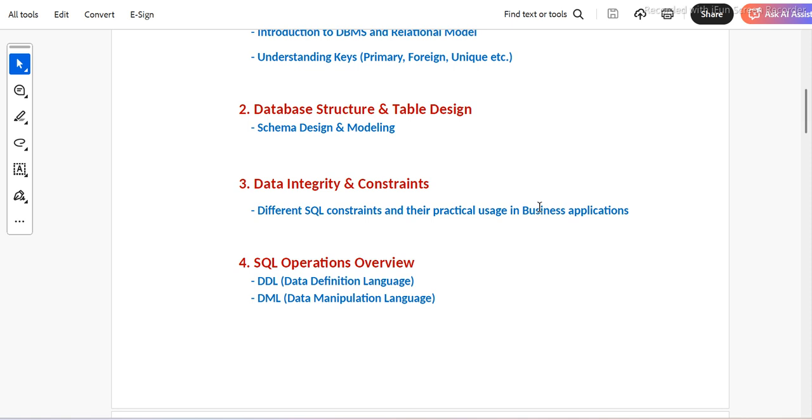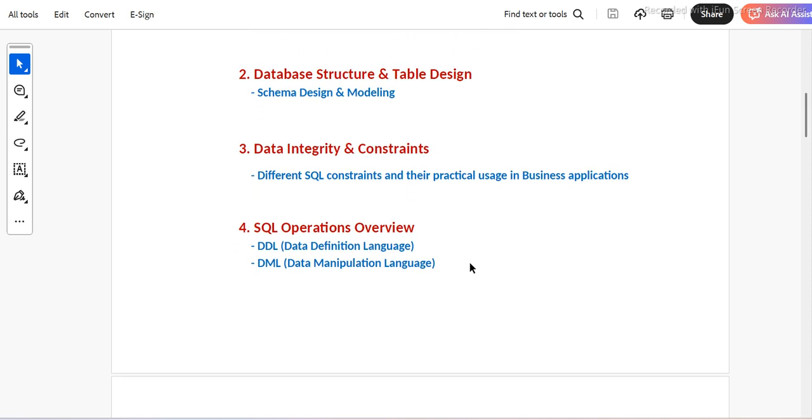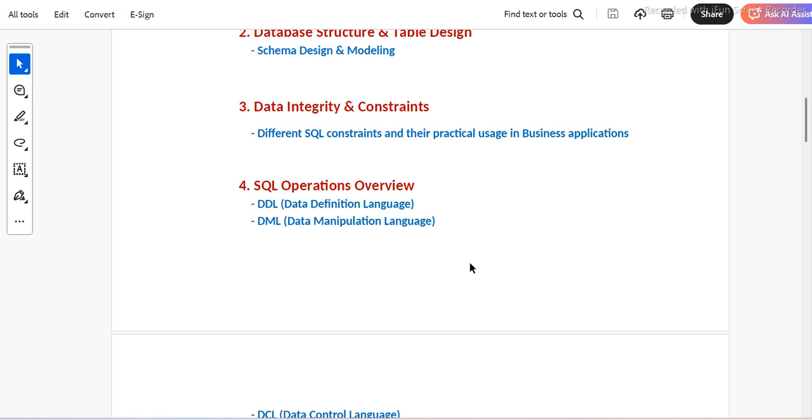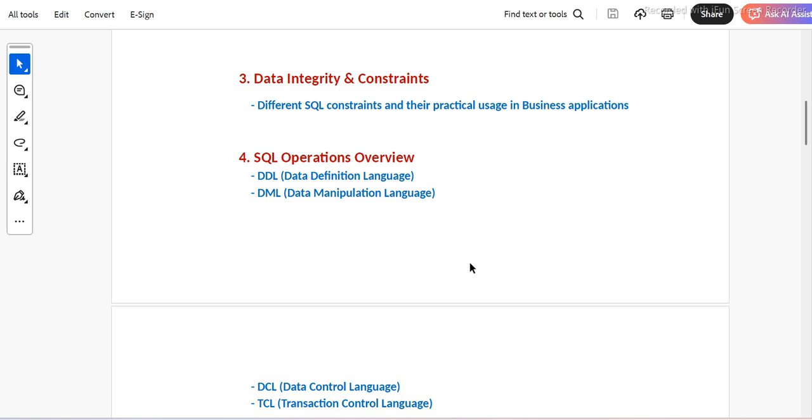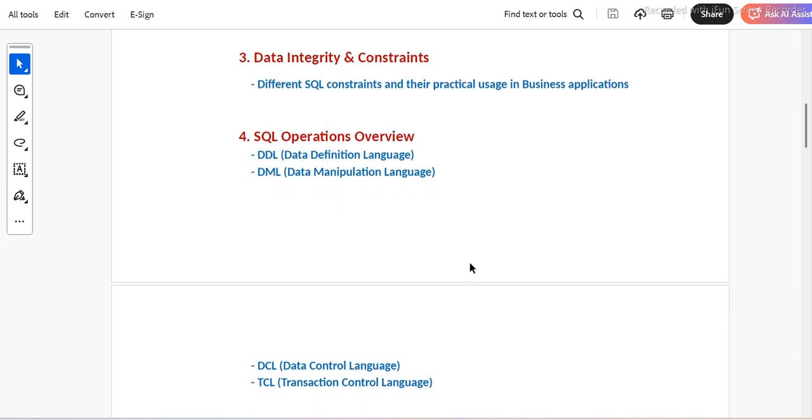Now, number 4, SQL operation overview. There are 4 categories of SQL. That's how we can categorize the entire SQL operations: DDL, DML, DCL, and TCL. We are going to learn every single command here, and we are going to practice everything about it.